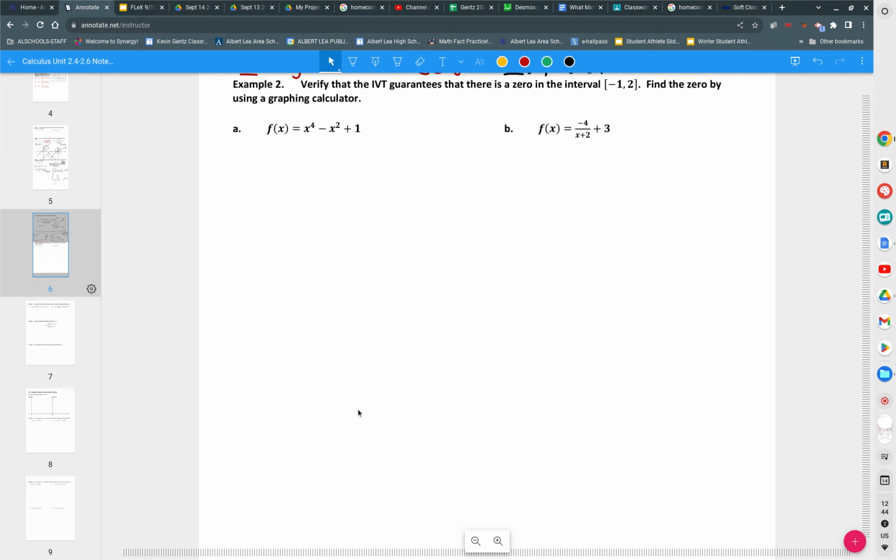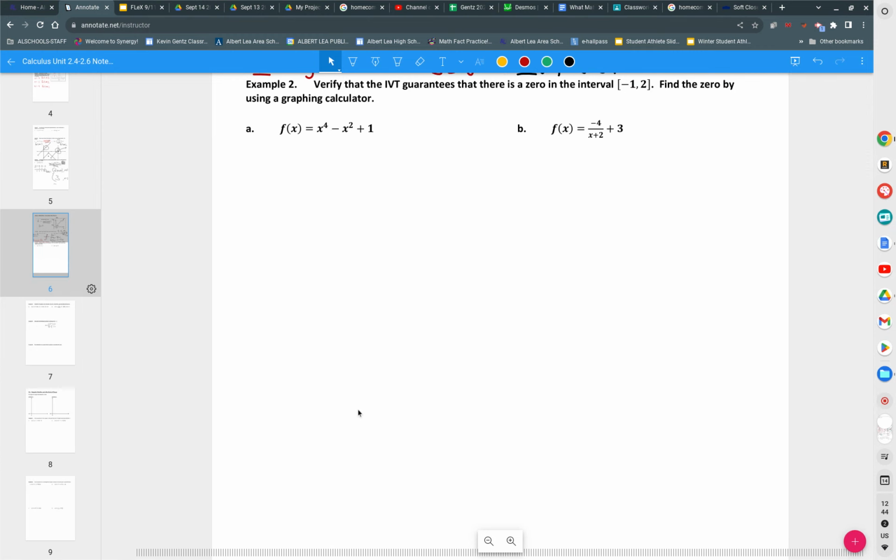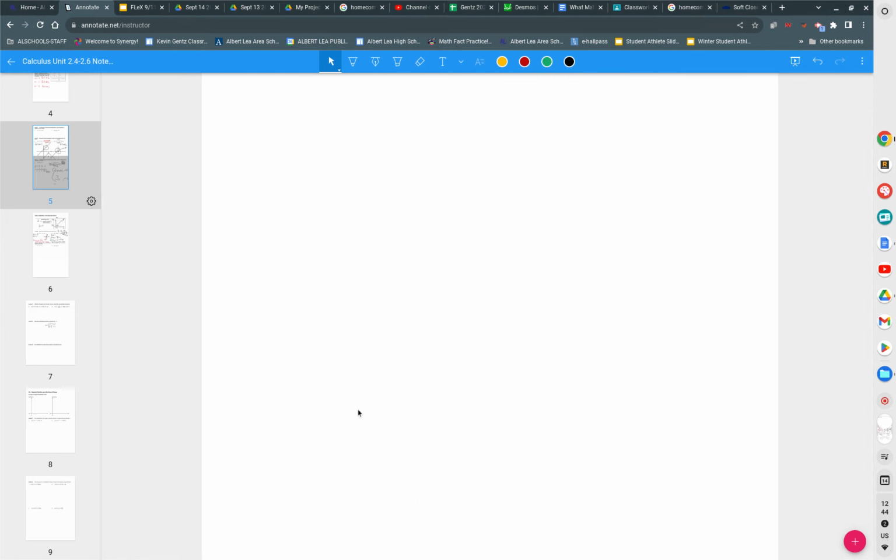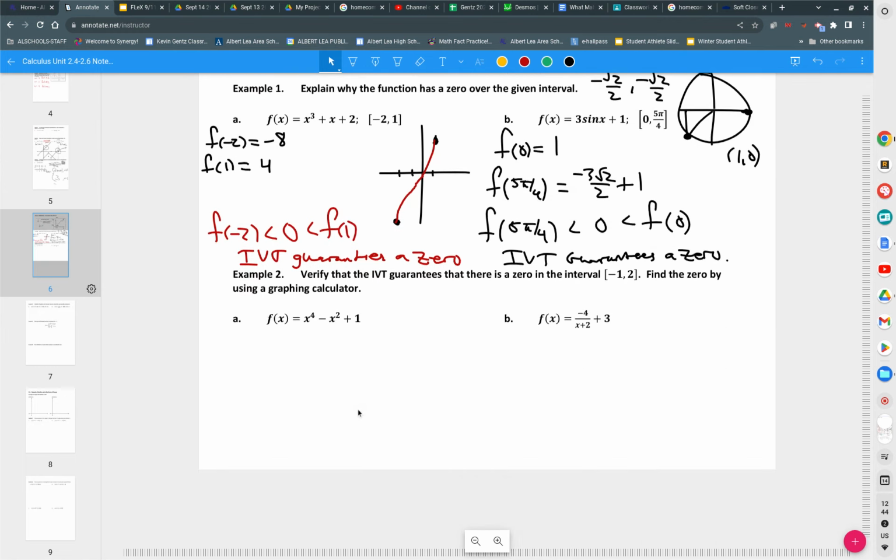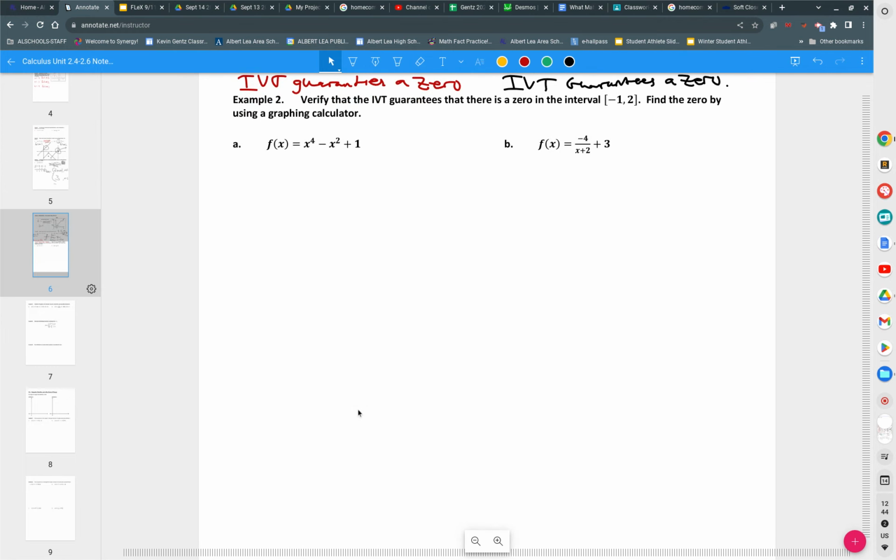It says verify that the intermediate value theorem guarantees that there is a 0 on this interval, okay? -1 to 2. What does it mean to have a 0? What does that mean? Yeah, it means that if you plug in a number C, you get 0. That's what we want to try to determine. So how can we guarantee that this does cross over 0 somewhere between -1 and 2? What will we do? Yeah, plug in -1.